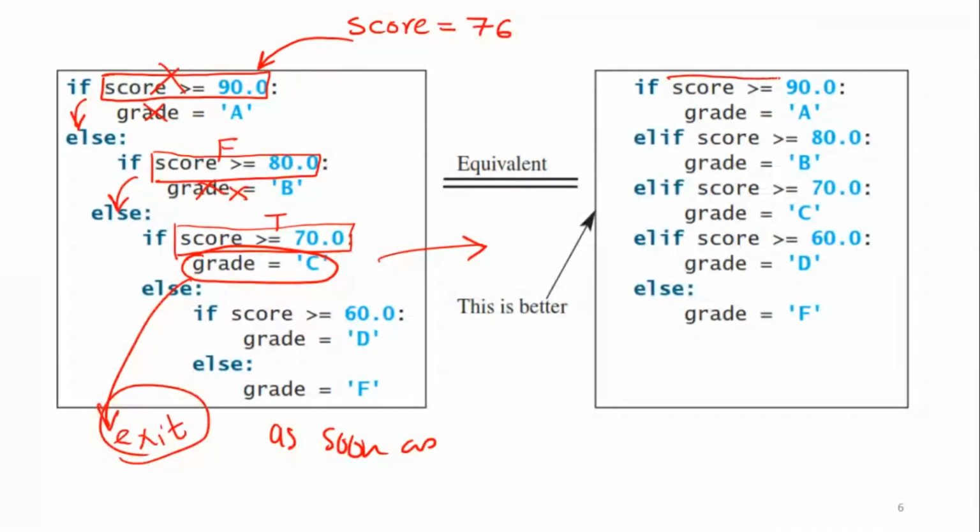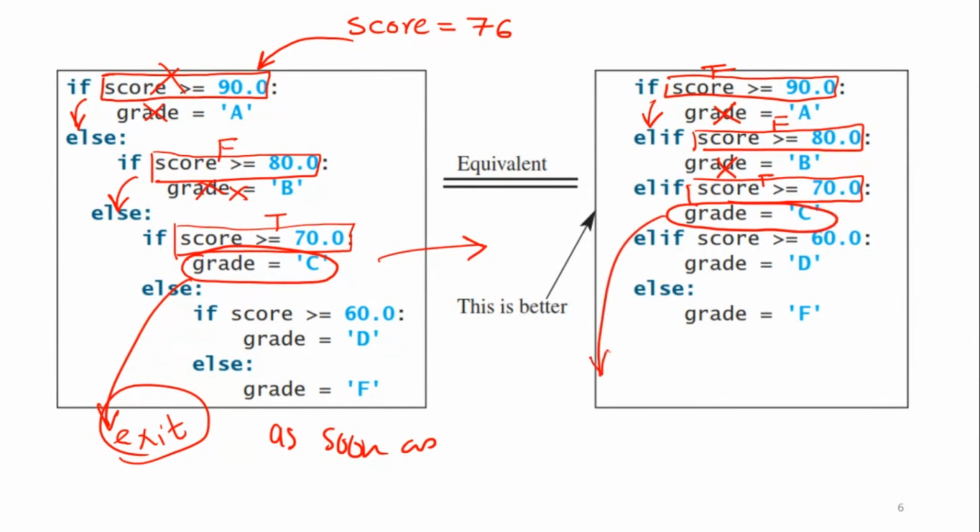So we check the score is greater than 90. No, this is false. So we'll not execute this. We go to the else if condition. So we again check another condition. Is it greater than 80? No, again false. So we do not execute this statement inside this else. We go into the next condition, which is score is greater than 70. Yes, it is greater than 70. So we execute this statement and then we leave the else.